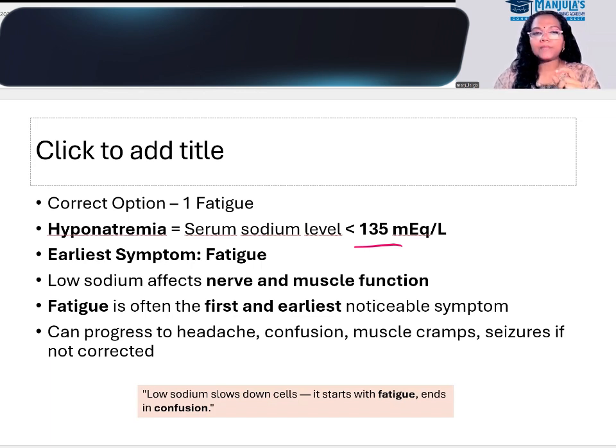Now, sodium actually affects your nerve and muscle function. So that's the reason why the earliest, or the first and most noticeable, symptom will be fatigue, which will later progress to headache, confusion, muscle cramps, and seizures if you are not correcting the hyponatremia. So low sodium slows down the cells. It starts with fatigue and ends in confusion. So you can remember this very easily.